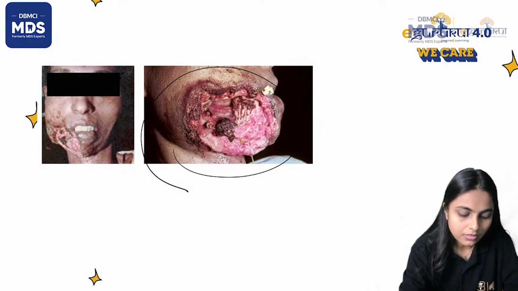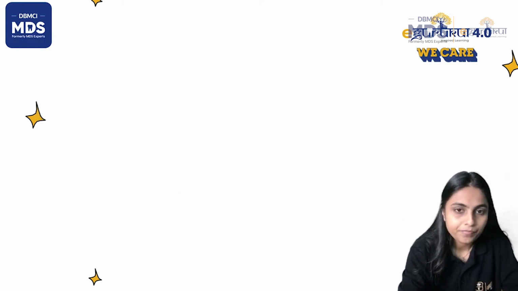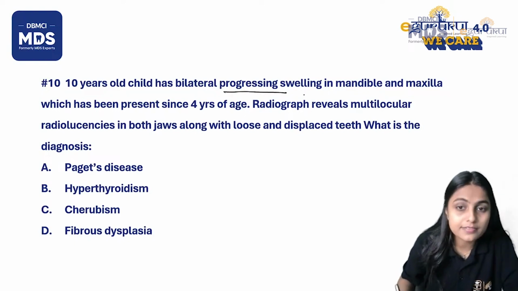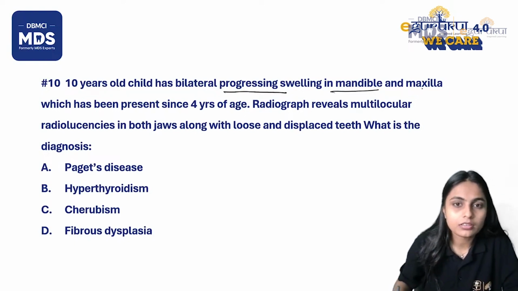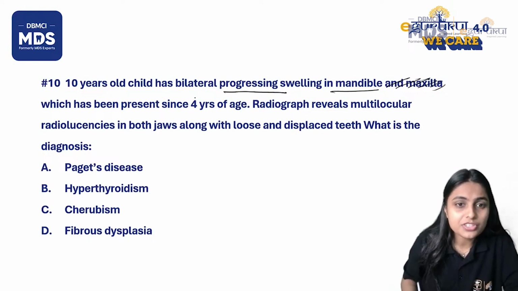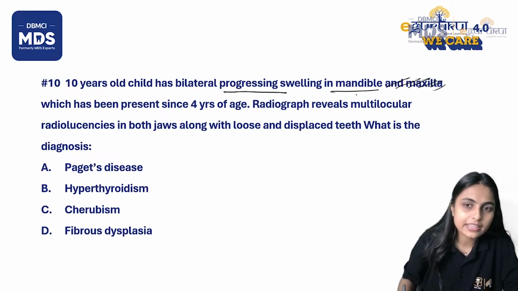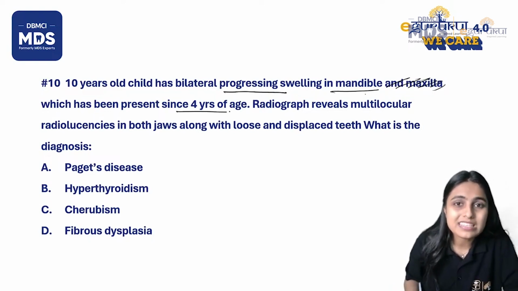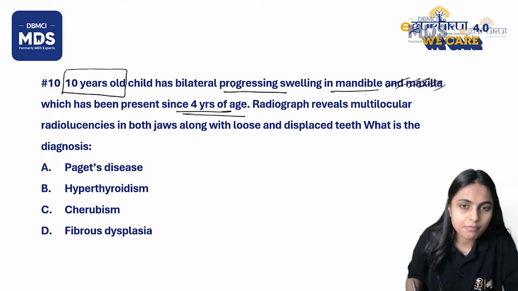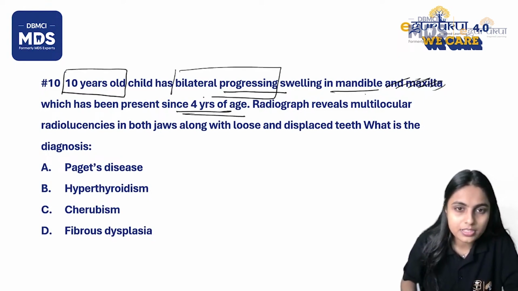Moving on further, we have a 10 years old child who has a bilateral progressive swelling in mandible. Not maxilla, just delete this. So a 10 years old child has bilateral progressive swelling in mandible, which has been present since 4 years of age. Okay. So mark this as important: bilateral swelling in mandible.